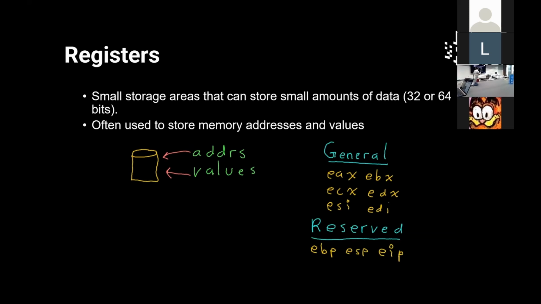And then the other ones, EBX through EDI, are commonly used to store arguments when calling some functions, depending on the calling convention. Don't worry about that for the time being. But EBP, ESP, and EIP are the really important ones. They are reserved. They have very special purposes. They store the base pointer of the current stack frame, the stack pointer for the top of the stack, and the instruction pointer of the current piece of code being executed, but I'll get to that later.